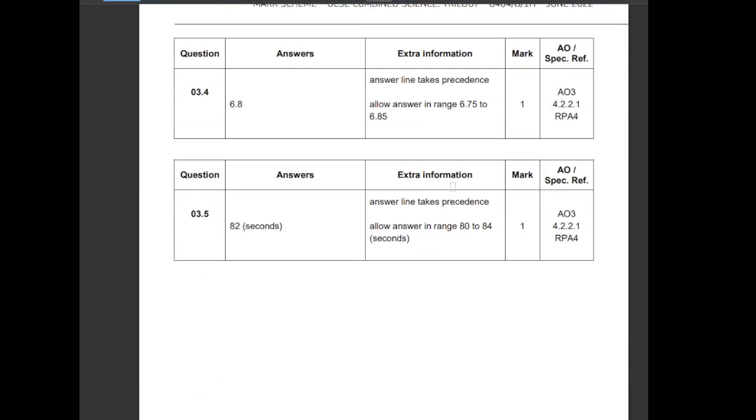Question 3.4, the optimum pH was 6.8 and the time it takes is 82 seconds, and here they are allowing you to have a range between 80 and 84 seconds.